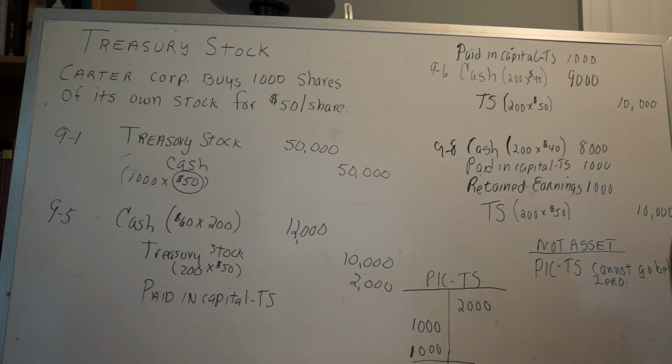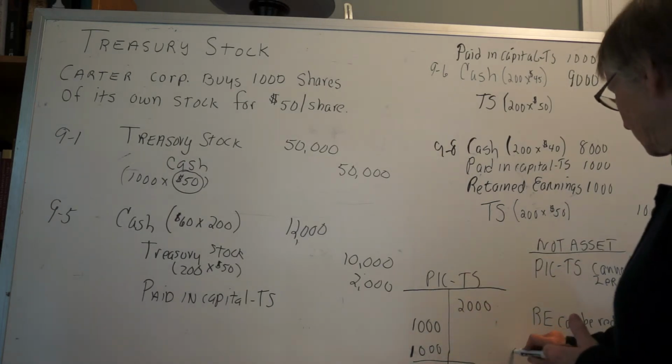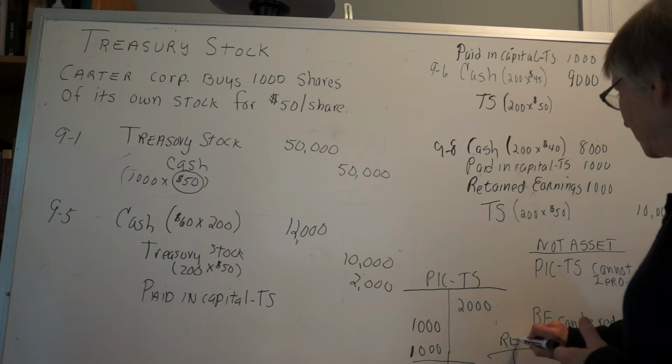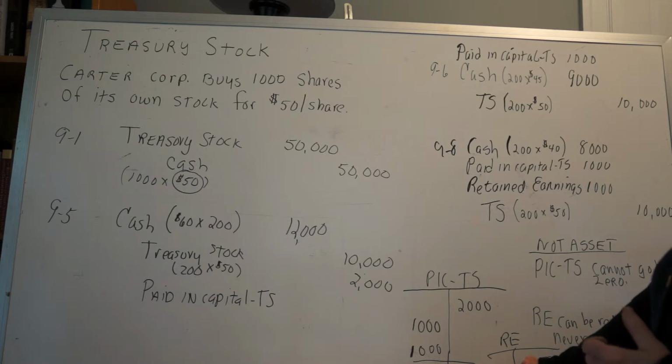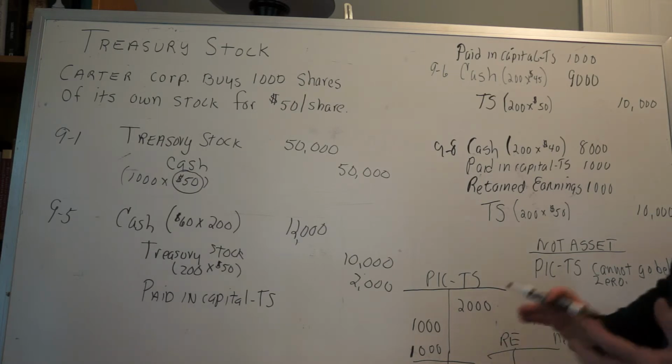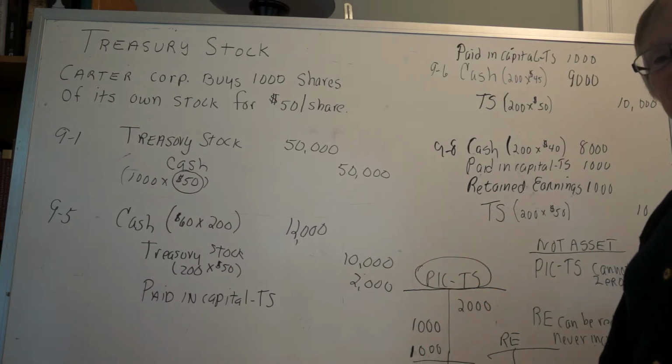The retained earnings can be reduced by treasury stock transactions, but never increased by them. Okay, and we see that here where when we're doing this particular journal entry, we would have had to go to retained earnings for the other $1,000. So retained earnings can go down as a result of treasury stock transactions, but it can't be increased because any increases are going to be showing up in the paid-in capital treasury stock account.